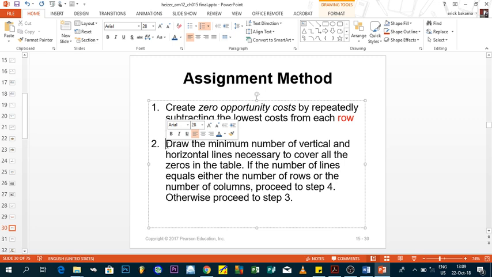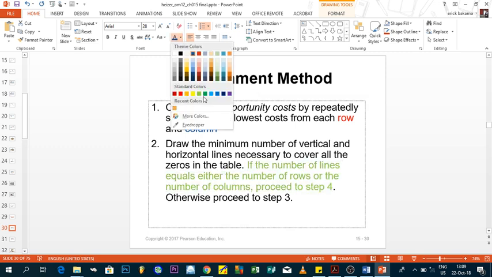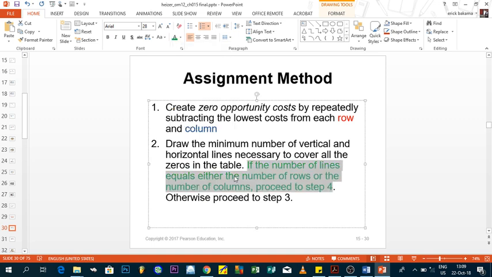the minimum number of vertical lines and horizontal lines necessary to cover all the zeros in the table. If the number of lines equals the number of rows, then we proceed to step 4. This is only when we reach the optimal table. So how do you know that the table is optimal? When the number of lines equals either the number of rows or the number of columns. So if I have 3 rows and I have 3 lines, my problem is optimal already, and I don't have to do step 3. I skip already to step 4. Otherwise you proceed to step 3. It means that if the table is not optimal on step 2, that's when you go to step 3.